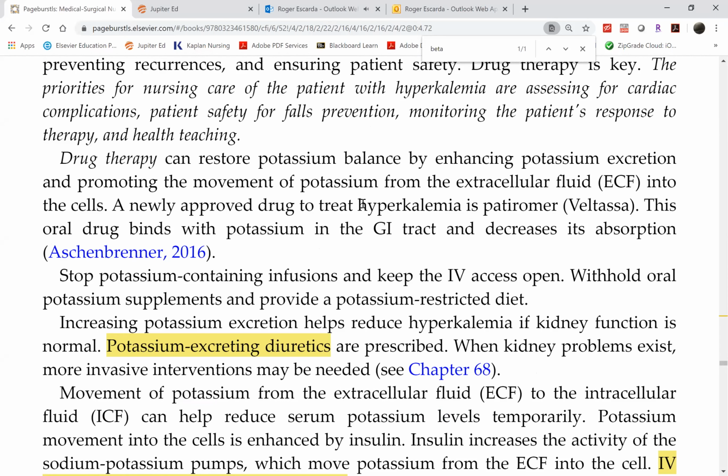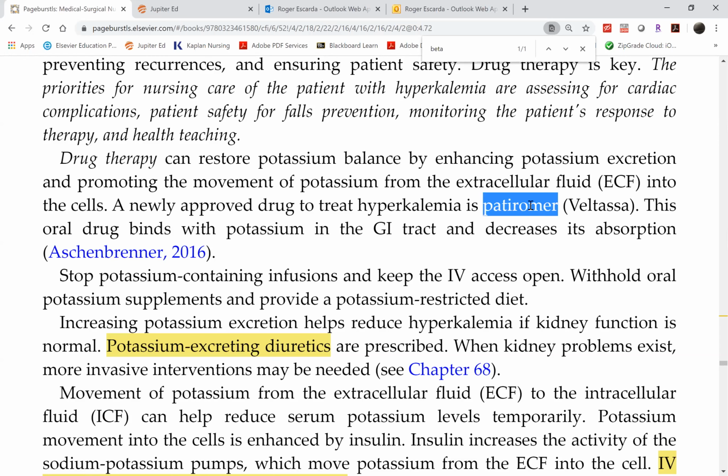There's a new drug here, for hyperkalemia. Honestly, I've never seen that in clinical. We still use Kayexalate in clinical. Kayexalate is sodium polystyrene sulfonate, SPS. But this is in your book, so I guess it'll be on the NCLEX.